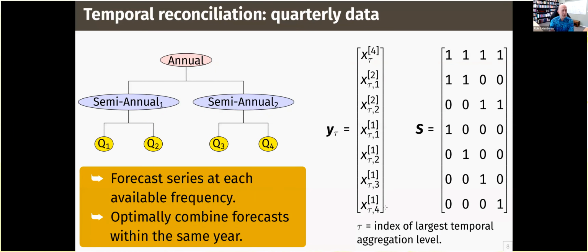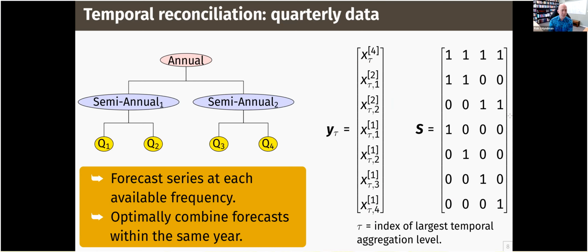But I could also add up each of the quarters to form half years. So I get semi-annual data like that. And then I would just add in a couple of extra rows here, these ones, which would be the sum of the first two quarters and the sum of the last two quarters.